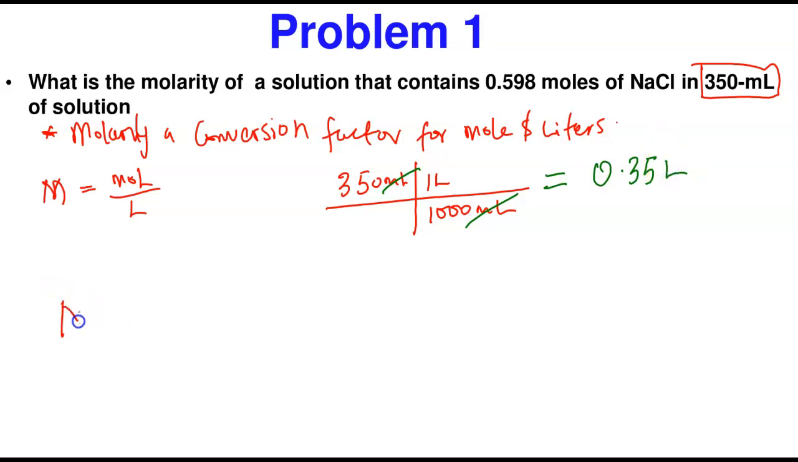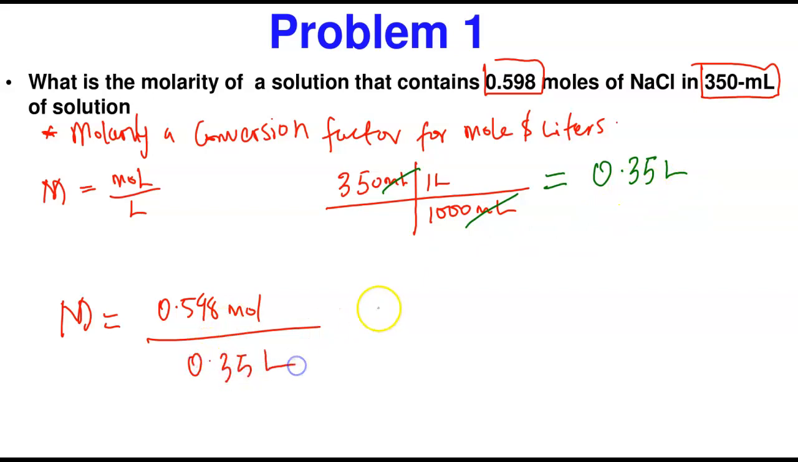Then we'll now plug it into the main equation. 0.35 is the liters. The mole is given to be this, so put the mole on top: 0.598 mole divided by 0.35 liters. And when you put this in your calculator, you're going to get 1.7 moles per liter. Or if you don't say moles per liter, you can say 1.7 molar. That is what it gives us.